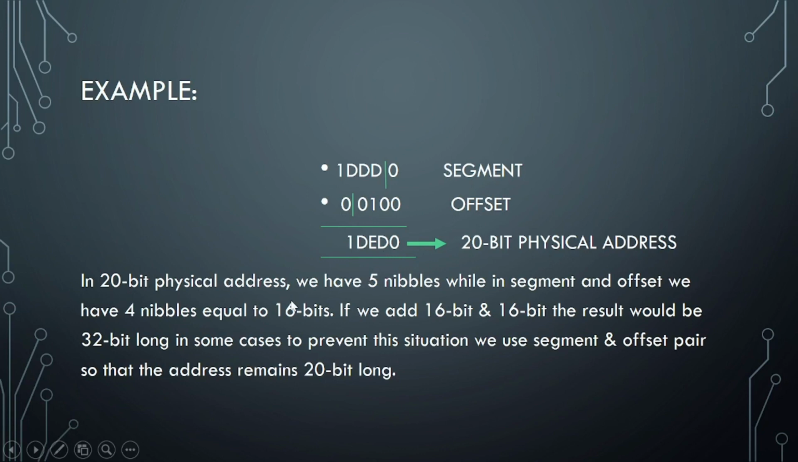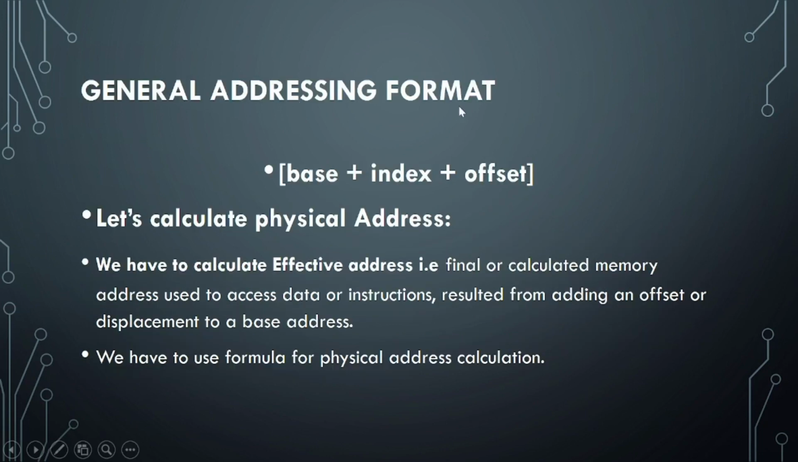In 20-bit physical address we have 5 nibbles, while in segment and offset we have 4 nibbles equal to 16 bits. If we add 16-bit and 16-bit, the result would be 32-bit long in some cases. To prevent this situation we use segment and offset pair, so the address remains 20-bit long. I hope you understood. Then we have general addressing format. We will discuss different addressing formats in next lecture, but for physical address calculation we generally use the base plus index plus offset addressing format.